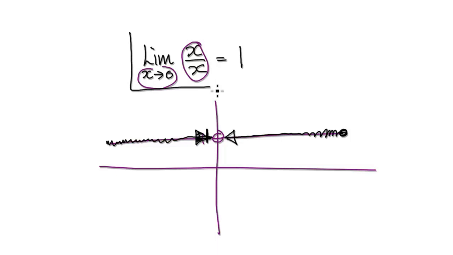Remember, when it comes to limits, think about the height of the graph. The height represents a limit. So you're heading towards a height of 1. So the limit of this is 1.